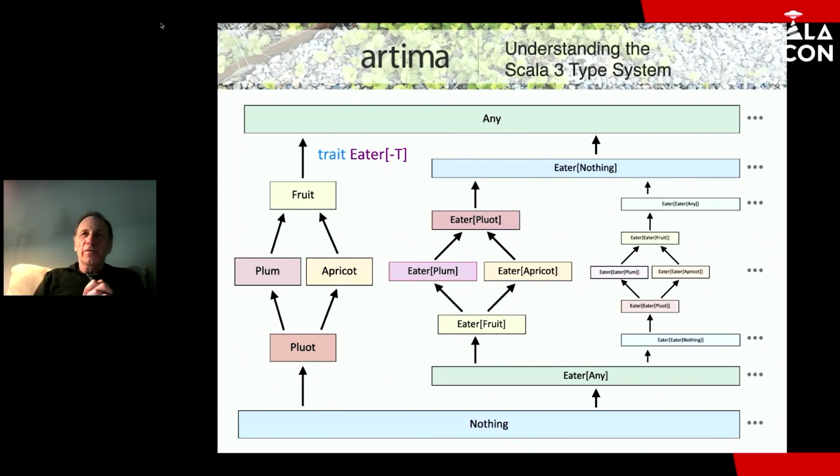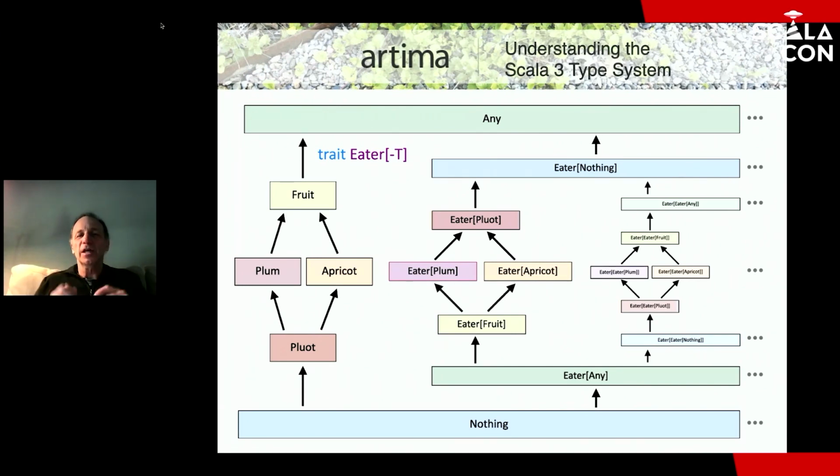And the only thing that method can do with that eater of plum that you pass into it is pass plums to it. It can feed it plums, including pluots, because pluots are plums. It can also feed it nothing, because nothing is a subtype of plum. It's fine. And that's all it can do.